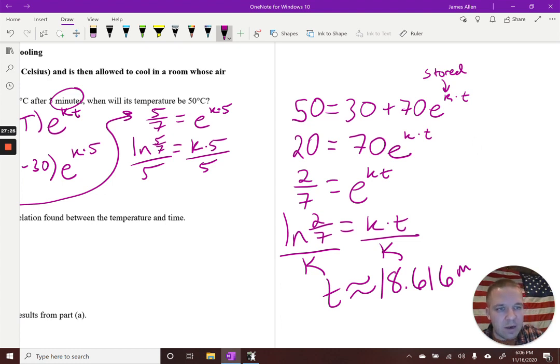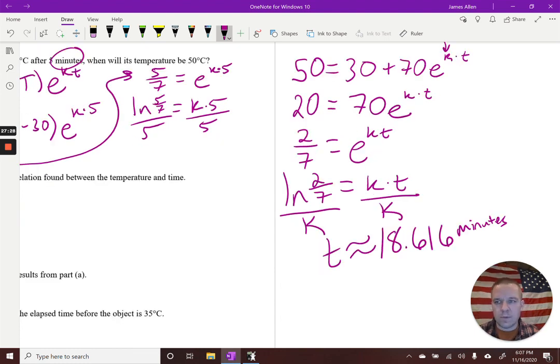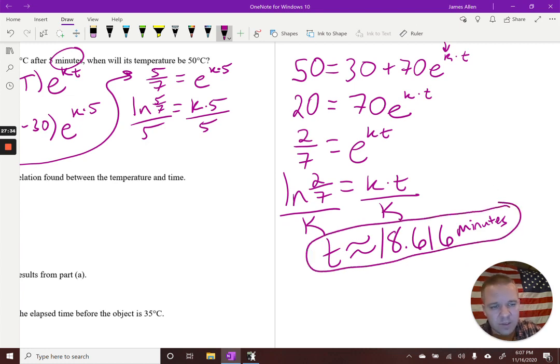Uh-oh. I can't write there because it's right by my camera. There we are, 18.616 minutes. Whew, I got worried there. It started freezing up on me a little bit, and I thought I was going to lose everything. Let's cross our fingers that doesn't happen.